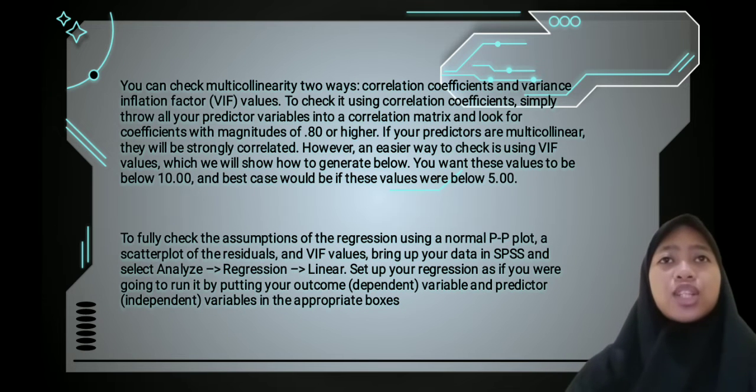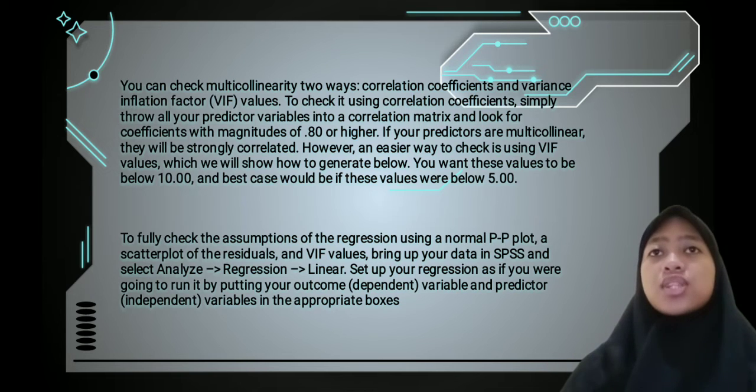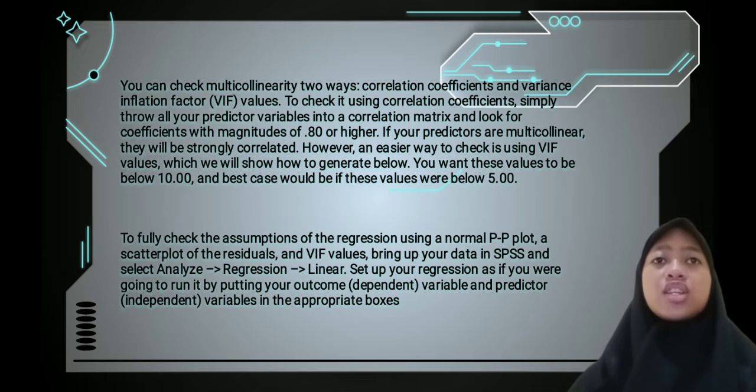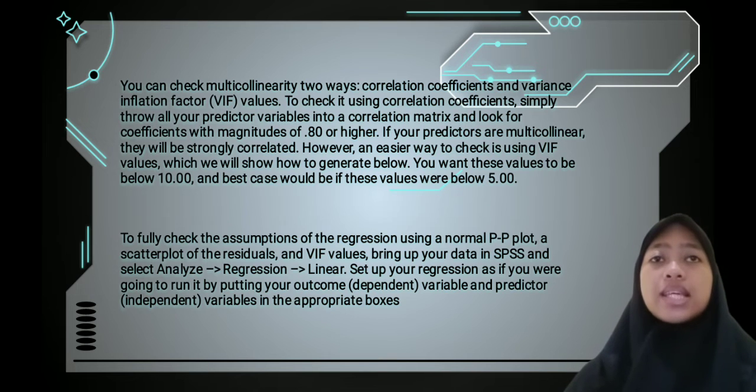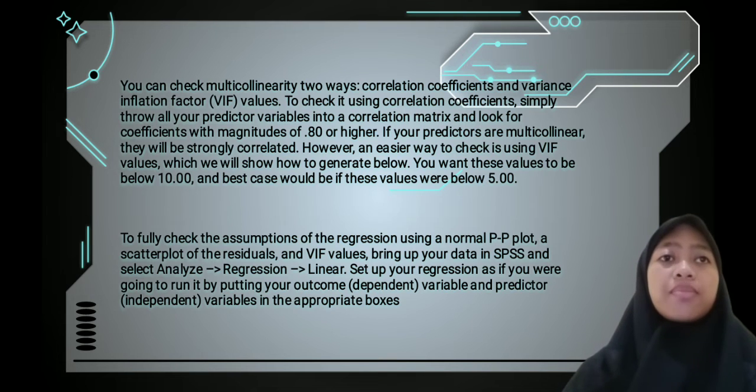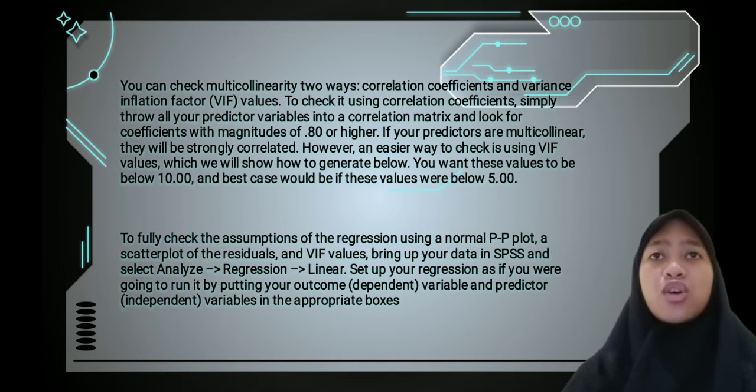You can check multicollinearity two ways: correlation coefficient and variance inflation factor (VIF) values. To check it using correlation coefficient, simply throw all your predictor variables into a correlation matrix and look for coefficient with magnitude of 0.80 or higher. If your predictors are multicollinear, they will be strongly correlated.